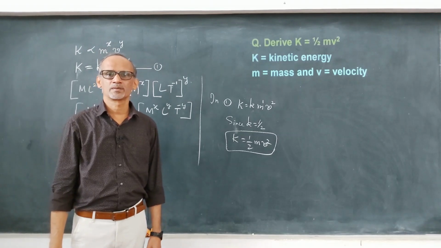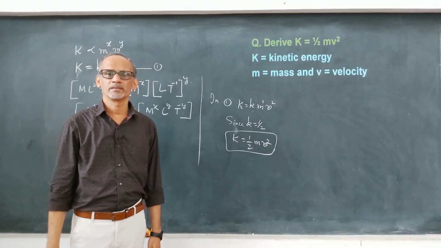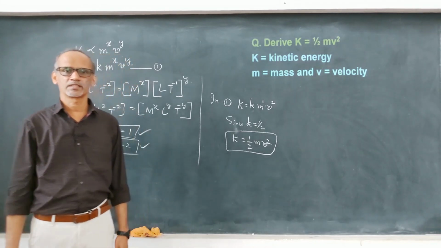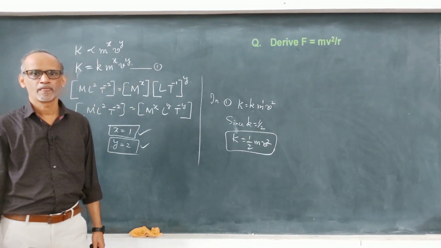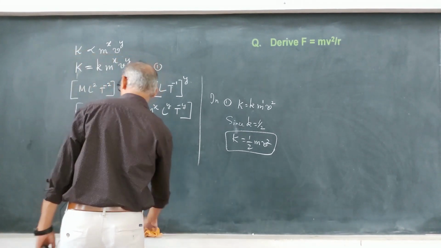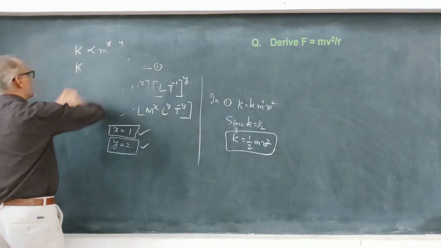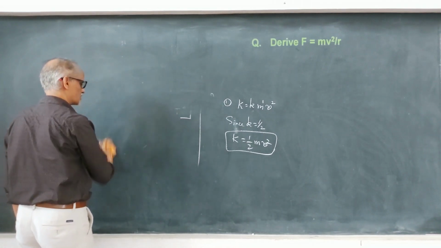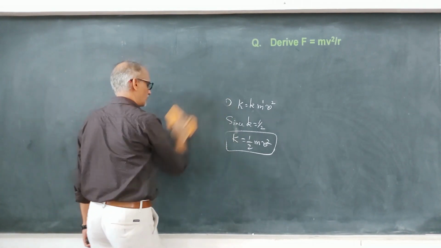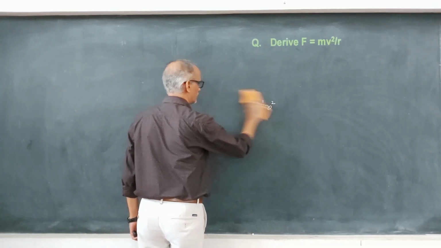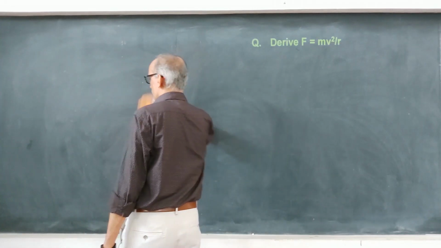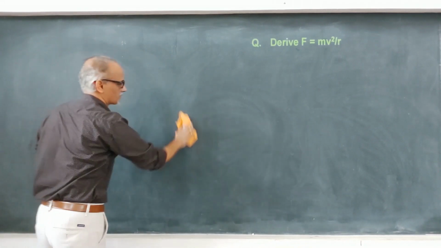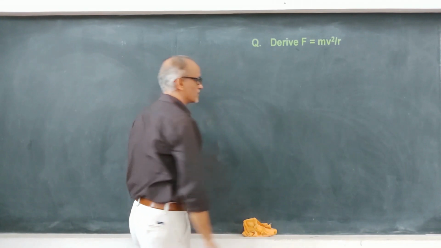Understood the derivations, students? So this is how we use the dimensional formula in deriving the relation between different physical quantities. Okay. So one more example to derive the relation between different physical quantities. The equation is F is equal to mv square by r. We have used it just now to check the correctness of the equation. But here they have asked you to derive.